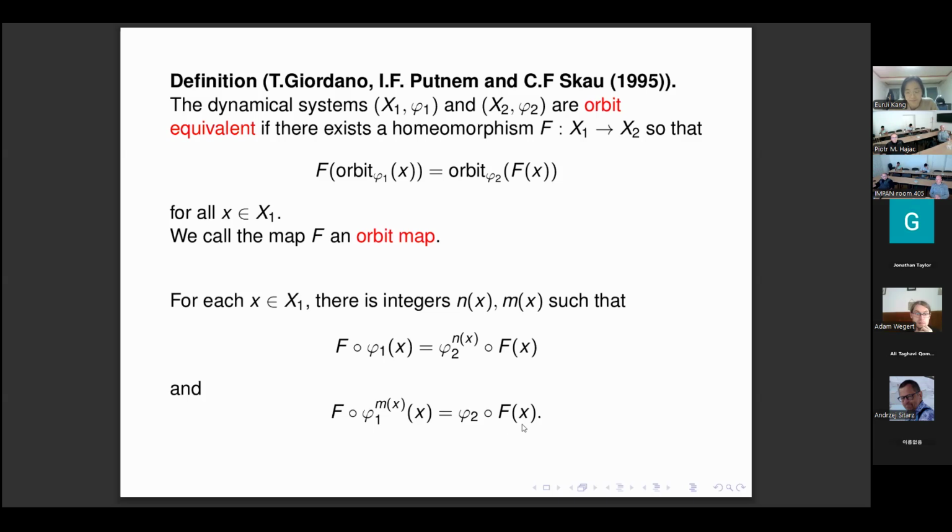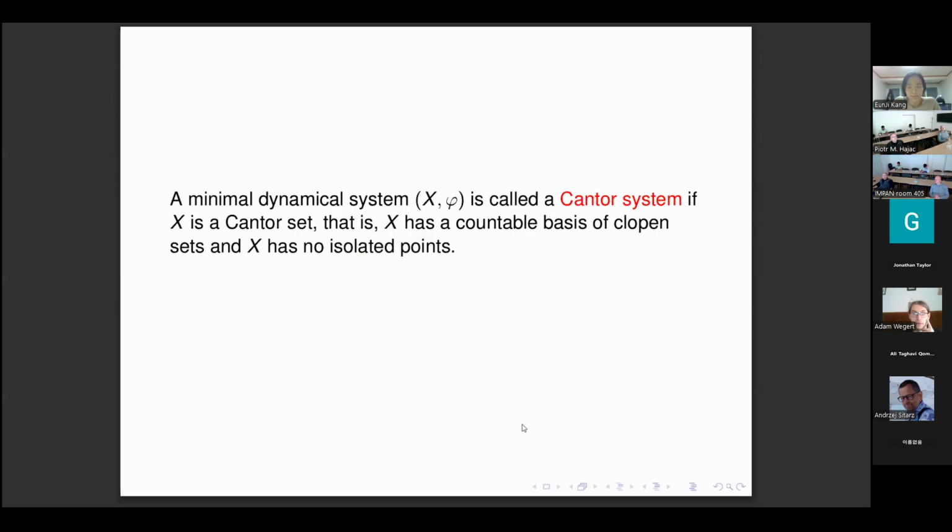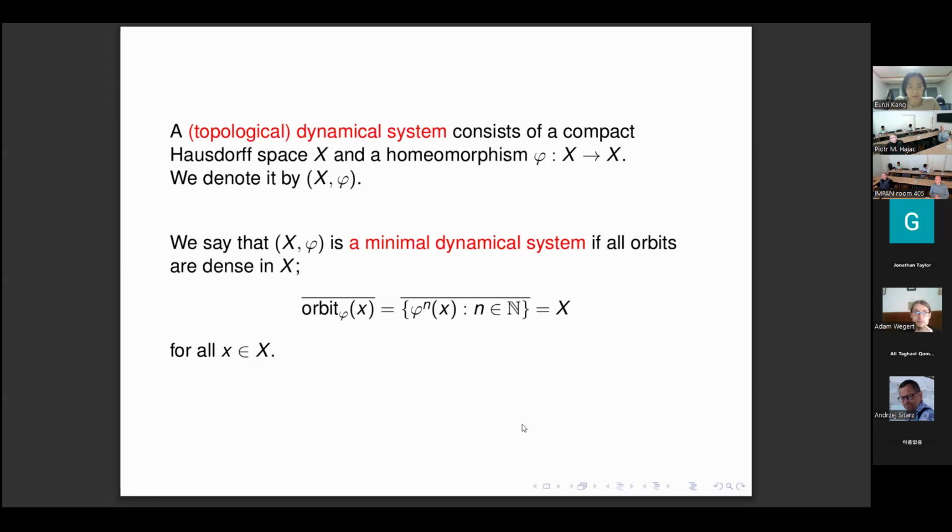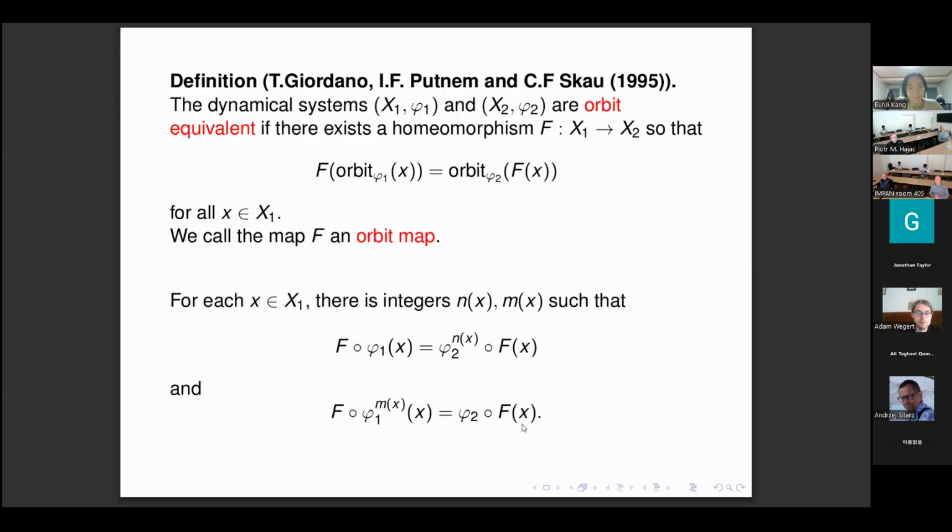Sorry, just a quick question. Those functions φ1 and φ2 are invertible. Those are homeomorphisms, yes? Yes, it's a dynamical system, so φ1 and φ2 have to be homeomorphisms. Okay, thank you.